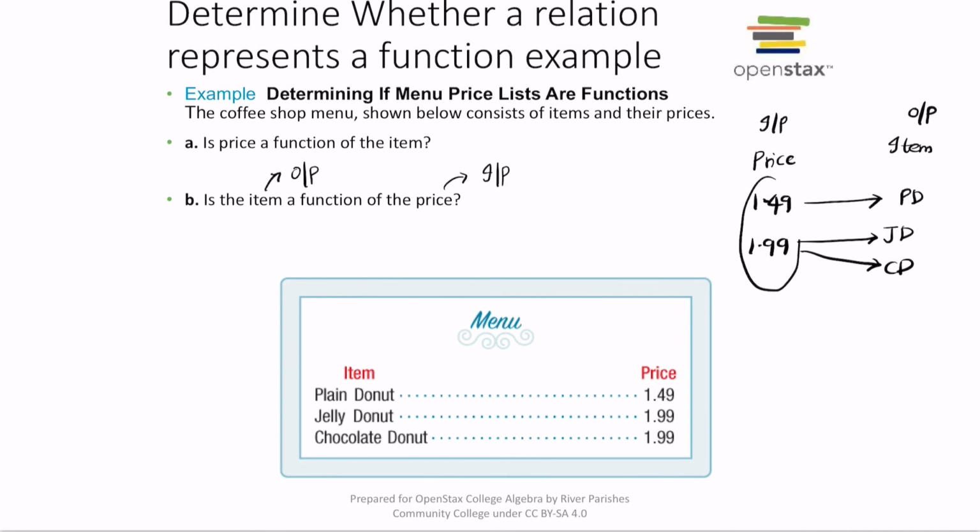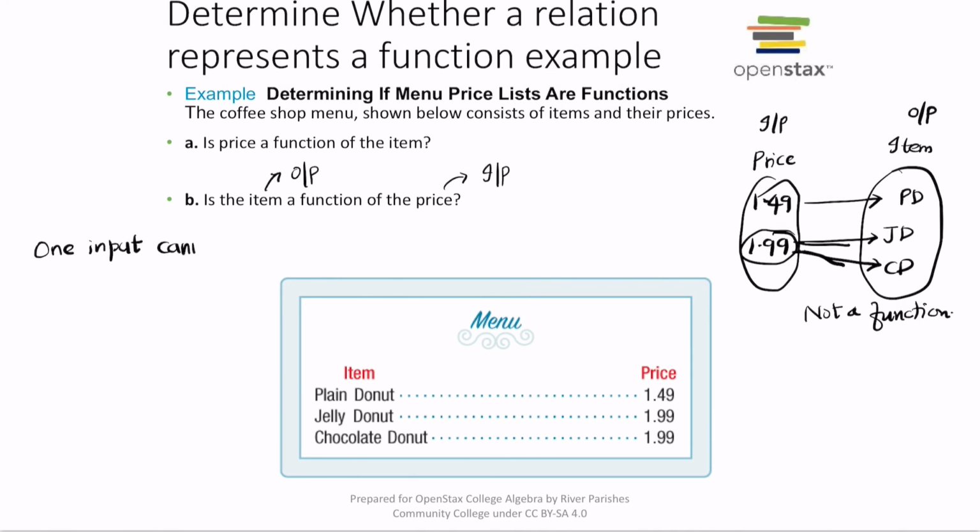Now this is the diagram that you see here. Notice that one input here, which is 199, results in two different outputs. So which means that this is not a function. One input cannot have multiple outputs. Remember here the two principles. One input cannot have two outputs, so two or more outputs.